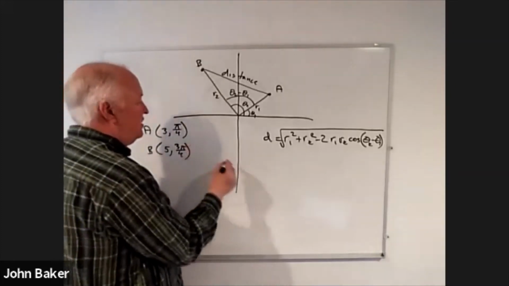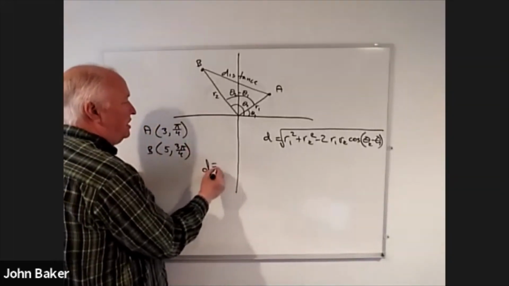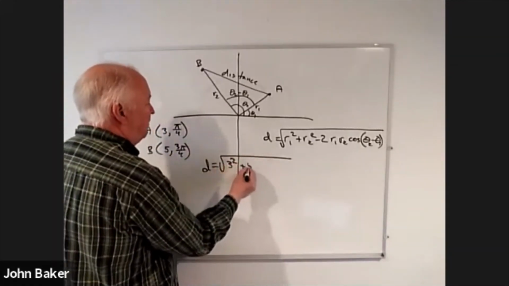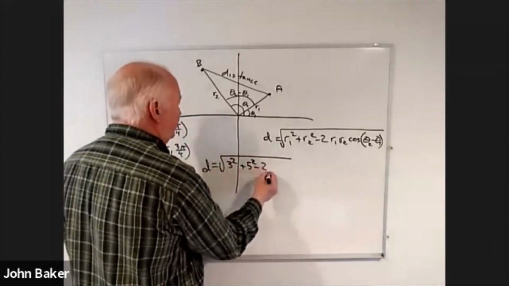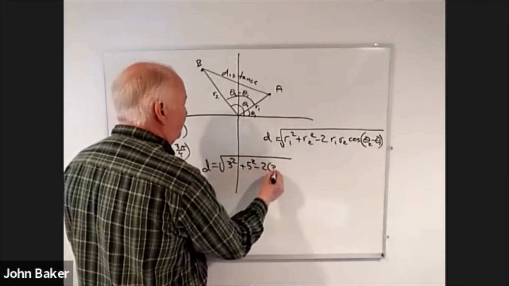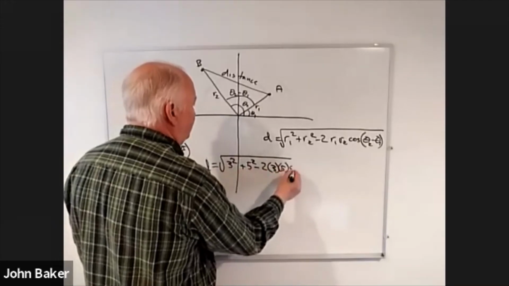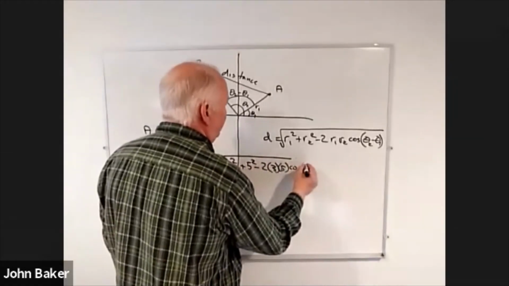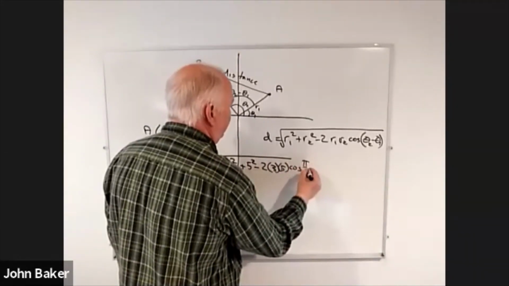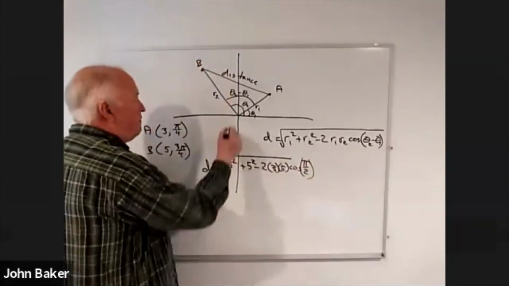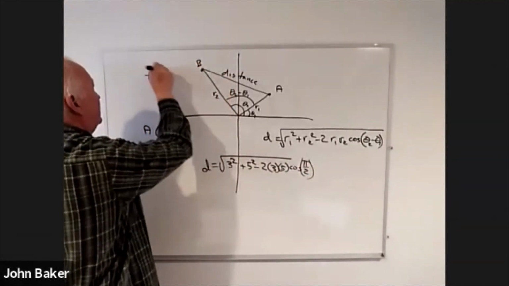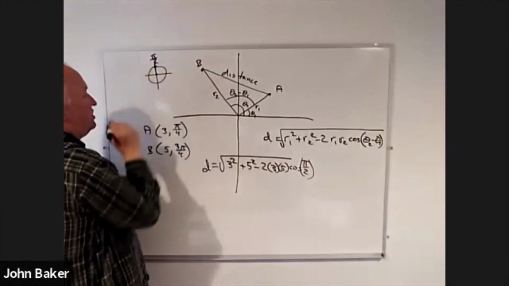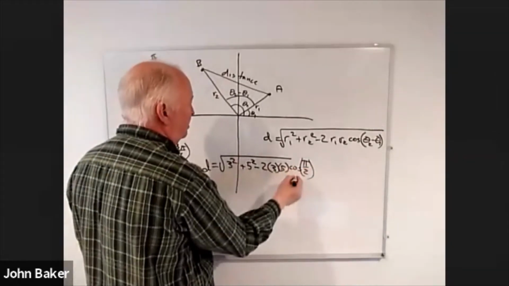And so now the distance will be the square root of 3 squared plus 5 squared minus 2 times 3 times 5 times the cosine of 3 pi over 4 minus pi over 4, which is 2 pi over 4, or pi over 2. Okay? Here's the unit circle. Pi over 2 is up here. And we can see the cosine is 0. And so this becomes 0.